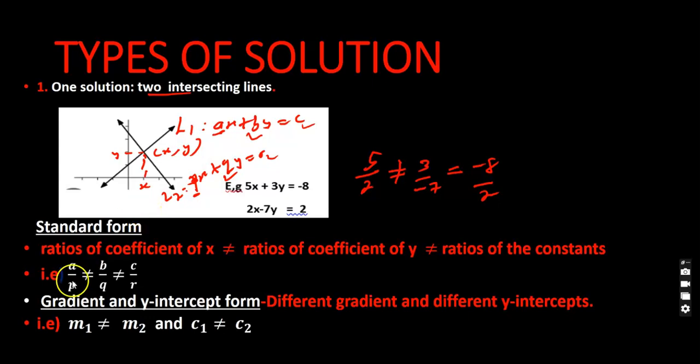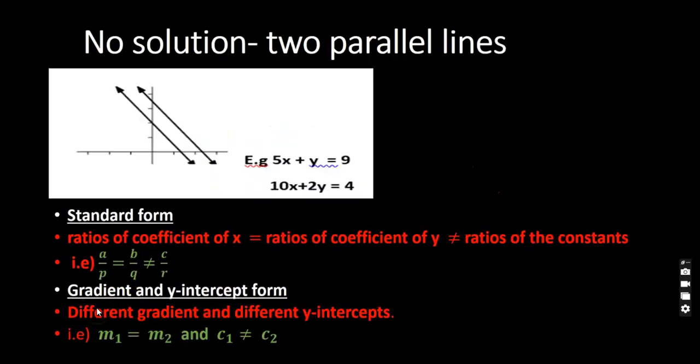Another format is the gradient and y-intercept form. For one solution, the gradient of the first equation m1 is not equal to the gradient of the second equation, and the intercept c1 is not equal to the intercept of the second one. But I'm going to limit myself to standard form in the scope of this video. I will not talk much about gradient and y-intercept. Let's move on to the next one.